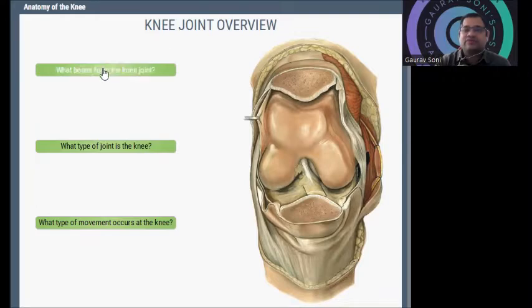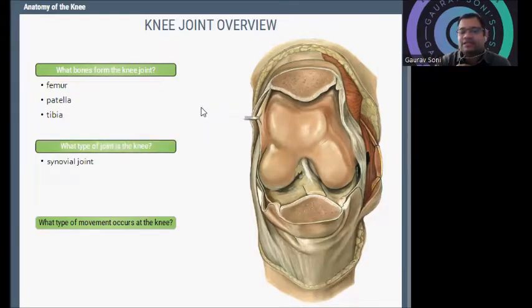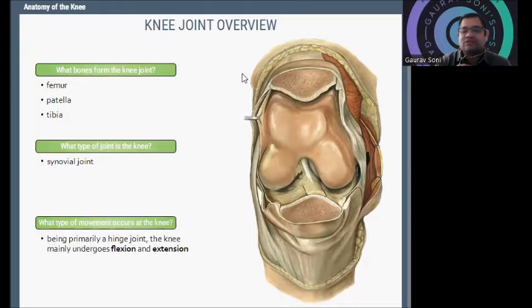So, knee joint overview. First of all, what are the bones which form it? They are the femur, patella and tibia. Fibula is just taking part in helping. It is an accessory type of bone which is not taking part directly in the knee joint, remember it. Then what is the type of joint? It is a synovial joint, covered by the synovial membrane and having synovial fluid. It's a synovial joint, so it is a highly movable type of joint. Because it is primarily a hinge joint, and a hinge joint has only 2D motions, like flexion and extension.